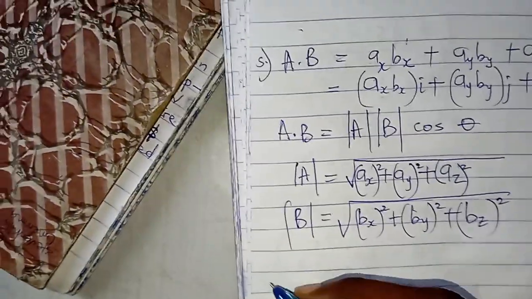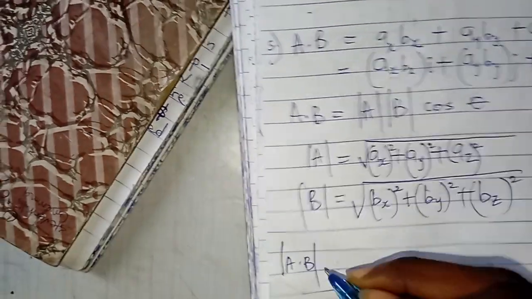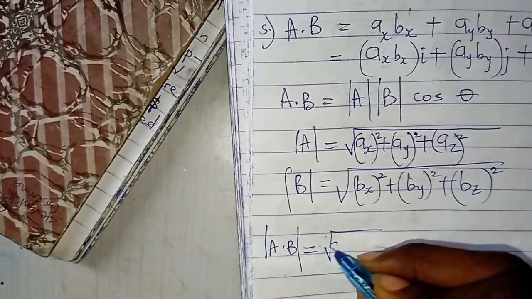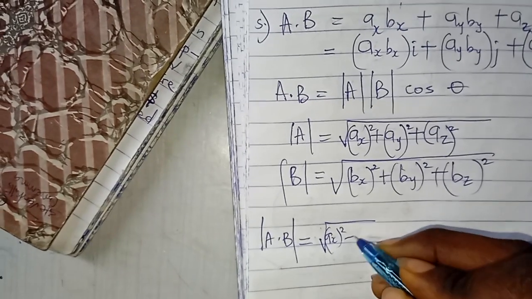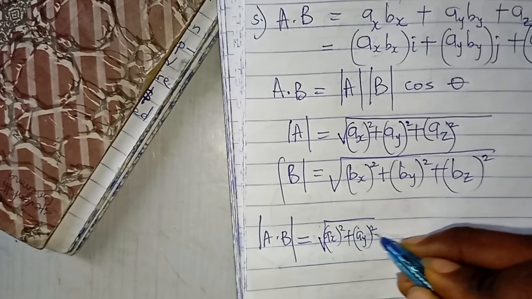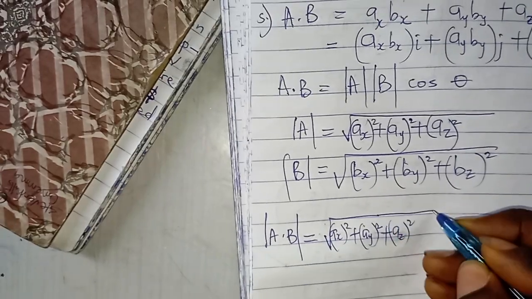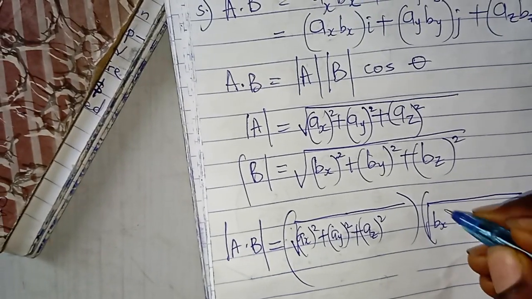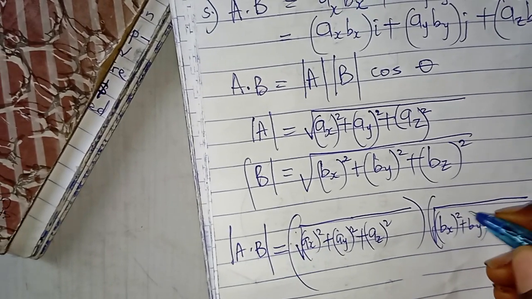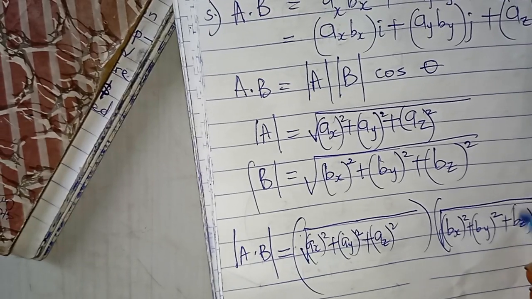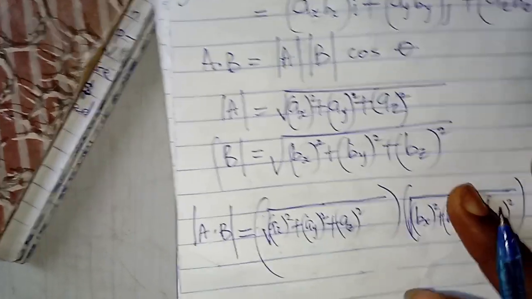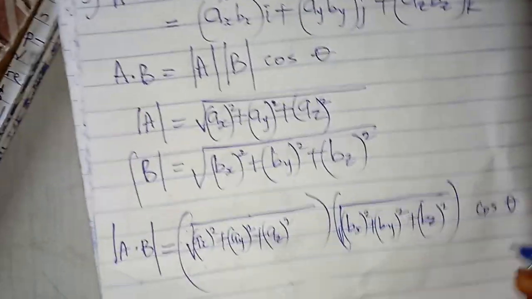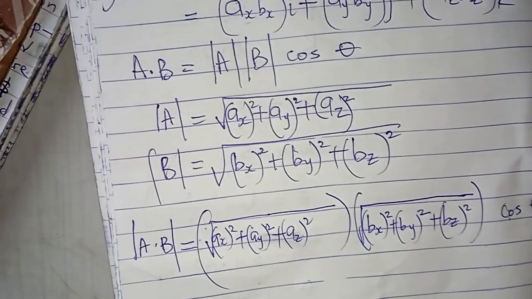So by the time I do this now, A dot B will be equal to whatever I get for the square root of AX square plus AY square plus AZ square, then multiplied by the square root of BX square plus BY square plus BZ square. And whatever I get here, if I multiply it by cos theta, that is what you get as your dot product of A and B.